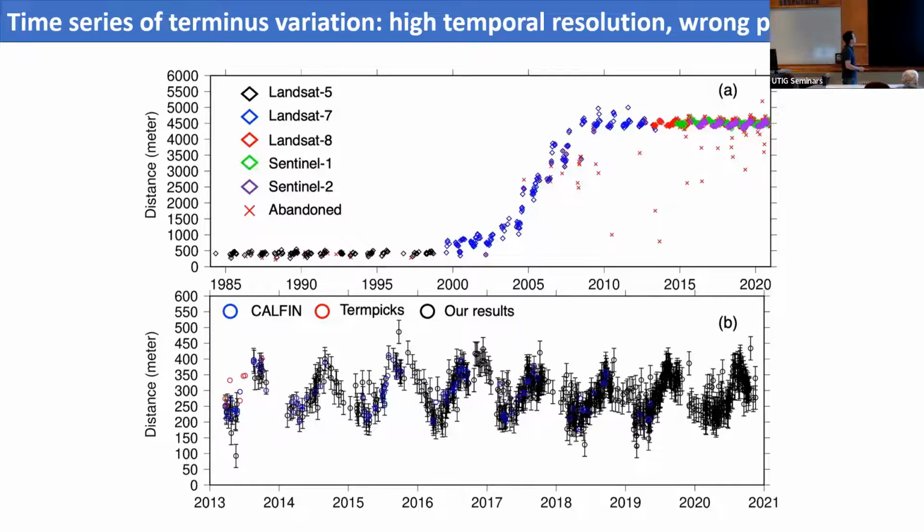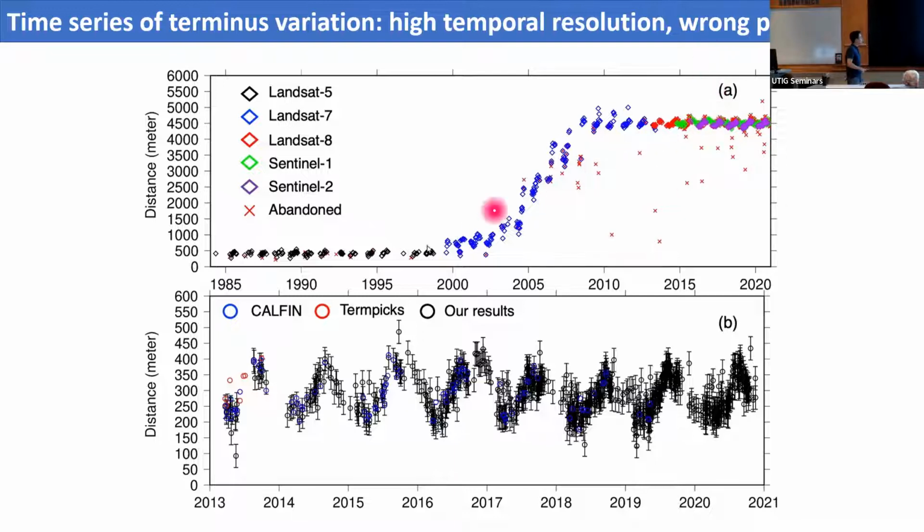All right. And here's the time series of variation. We can cover a long time span with a high temporal resolution because of the data fusion. We integrate multiple data sets. And also, you can see these crosses over here are the wrong terminus traces detected by our screening module.